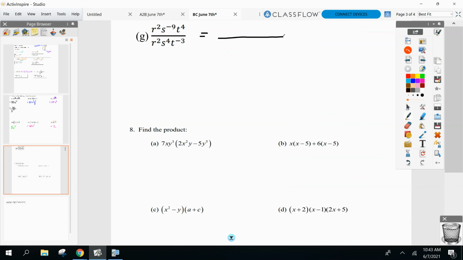All right, ready? R squared over R squared is just 1. They cancel. They're gone. Good job. What is the rule, by the way, when I divide? You subtract the exponents. Okay, here we go. S to the -9 over S to the 4th. Subtract them and we get S to the -13. -9 minus 4.